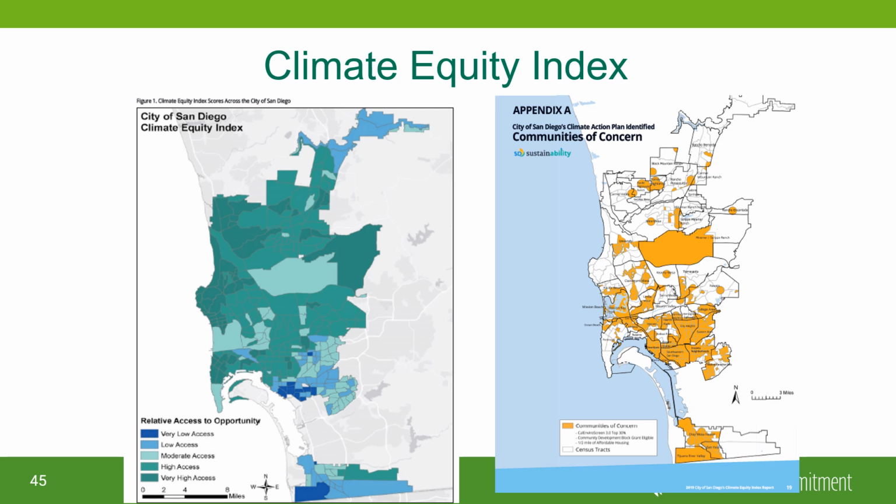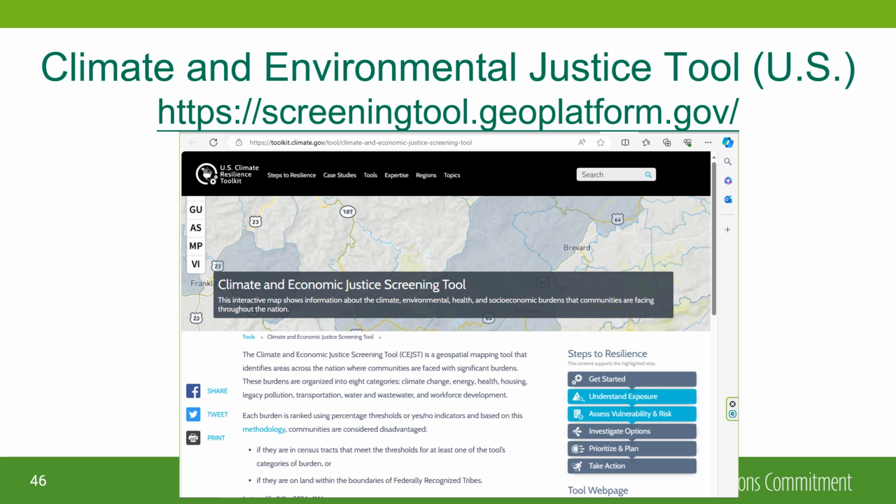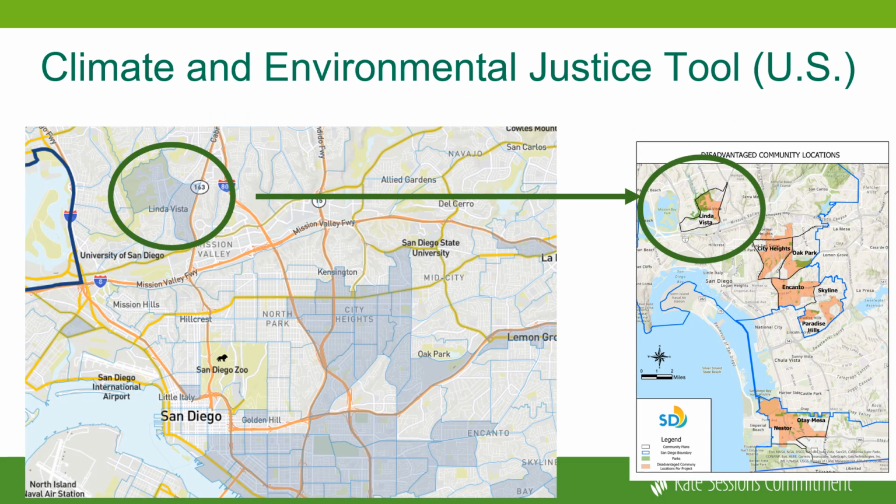The city has developed a climate equity index to assess potential impacts from climate change and identify communities of concern to prioritize climate-related investments. The National Climate and Environmental Justice Tool highlights areas that are overburdened by pollution and whose populations are underserved. This map was used to identify eligible areas for the $10 million grant from the U.S. Forest Service.